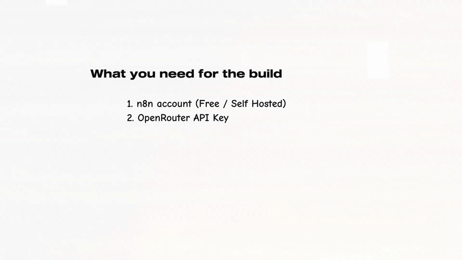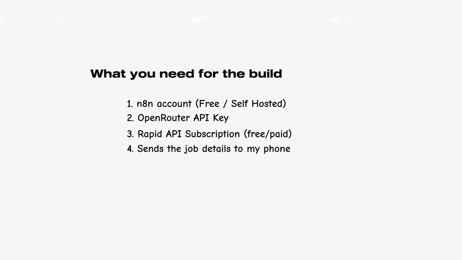If you want to build this for yourself, here's exactly what you need. You need an n8n account, either n8n cloud or a self-hosted one. You also need an OpenRouter API key. I actually advise people to get OpenRouter because it has other LLM models you can use. And you need a RapidAPI subscription. That's where you get the scraper from for the Upwork agents. And an Airtable database, that's where we store all the necessary details related to the project.